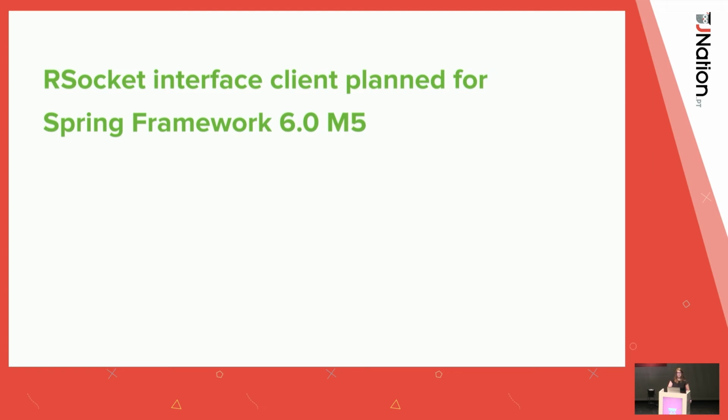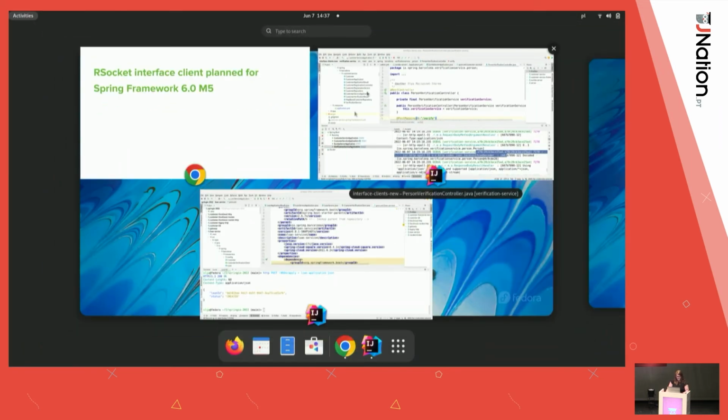And we are also planning to provide this kind of interface client for RSocket within Spring Framework 6, Milestone 5. So for Milestone 4, we already have HTTP, and with Milestone 5, we want to be providing RSocket. This probably will differ underneath when it comes to how it is built under the hood, but we think it's also going to be an interesting exercise in comparing the two models, and it might allow us to see what we are lacking in any one of them. So let's see that in use.